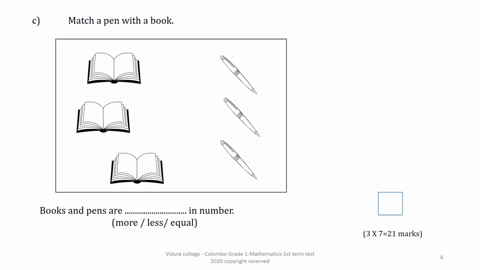Right. Now, below the box, there's a sentence. But one word is missing. The missing word is given within the brackets. So there are 3 words. Select the correct word from the brackets and write it on the space. Okay? Now listen carefully to the words in the brackets.